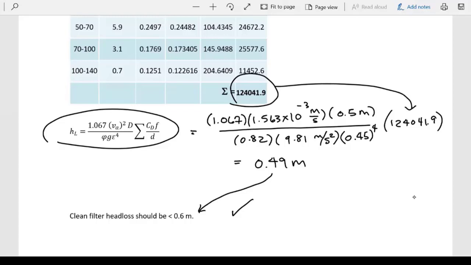Now, if that hadn't been the case, what would we do? Our only real options are to change the approach velocity and change the depth, or to pick a different sand so that we change the porosity.